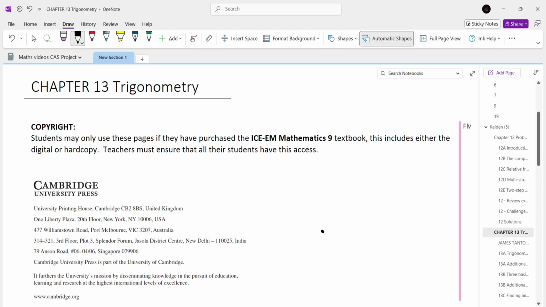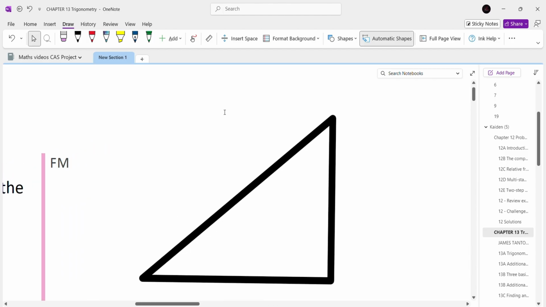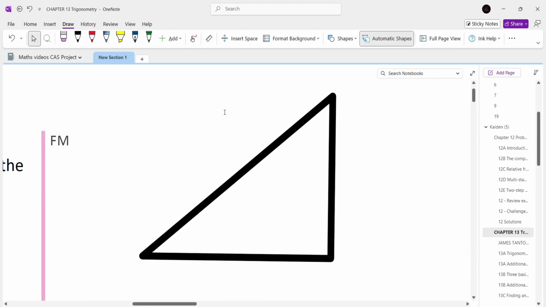Today we'll be going over Chapter 13, Trigonometry, in your guys' textbooks. But first, what is trigonometry? Trigonometry is basically the study of triangles, particularly those with right angle triangles, in relation to how we can find the angles and side lengths of a particular triangle.